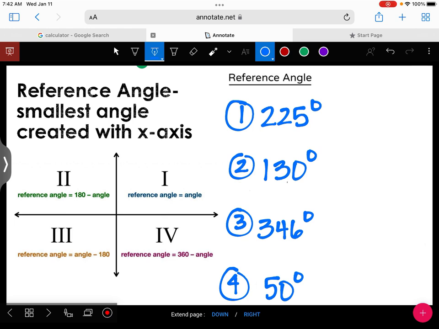You want to identify what quadrant you're in, and then you can use these formulas to help you find the reference angle. So take a minute and do that. I kind of like to sketch it. Go ahead and sketch your 225 degree angle. Show me with your fingers, what quadrant do you think that's going to fall in? Yes, it should be in the 3rd quadrant.